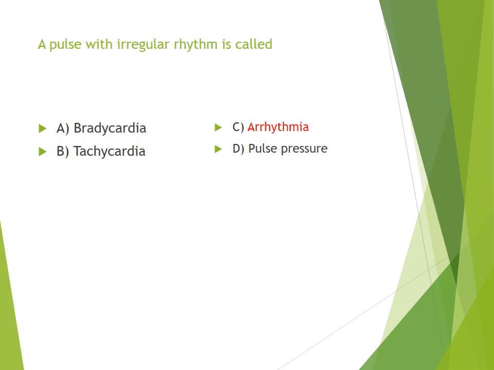Next question. A pulse with irregular rhythm is called options A. Bradycardia, B. Tachycardia, C. Arrhythmia and D. Pulse pressure. Correct answer is arrhythmia. An irregular rhythm in pulse rate is called arrhythmia.